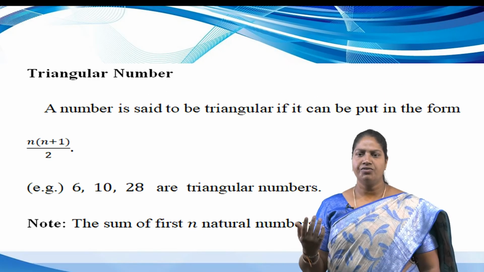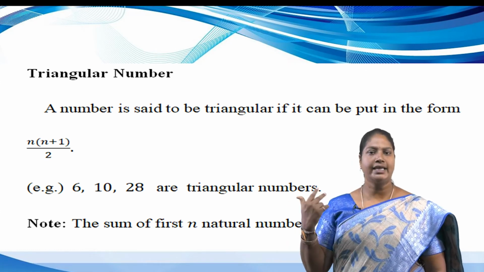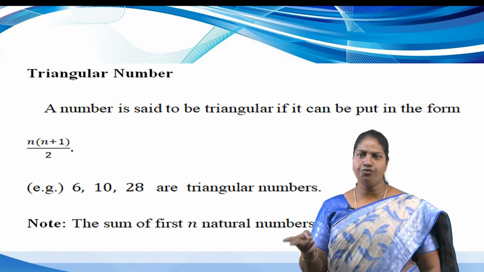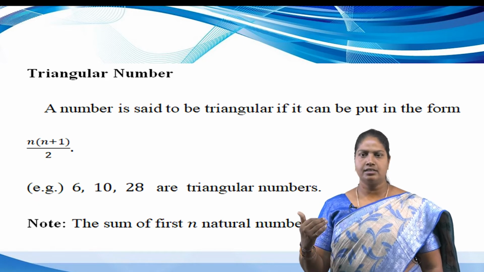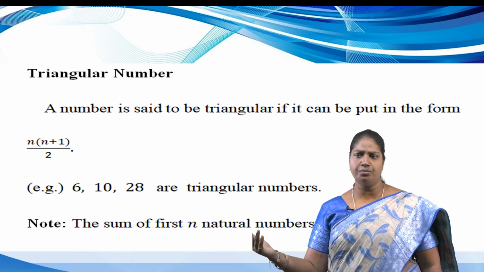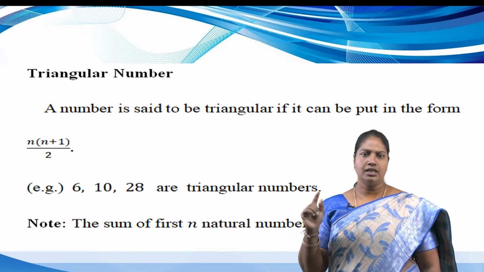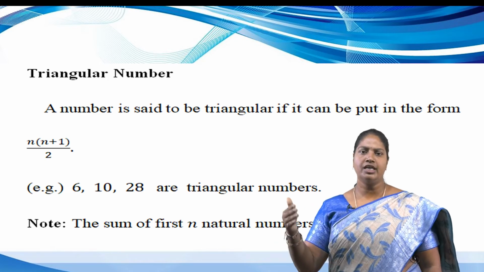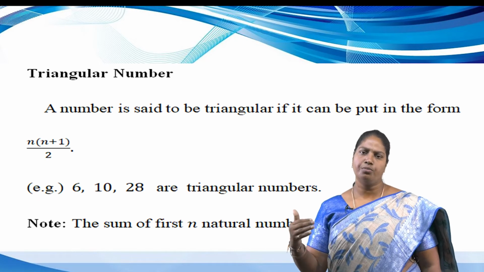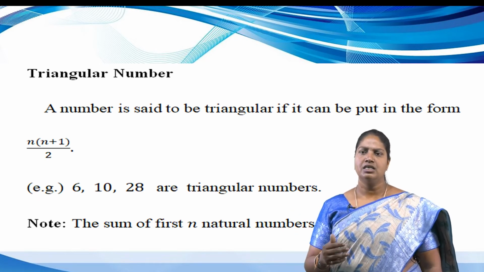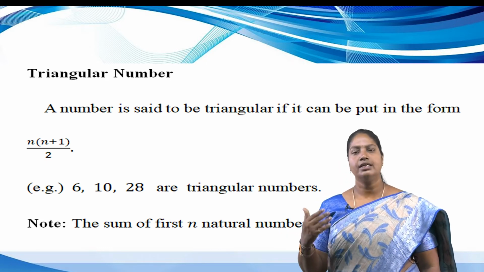So next we will see the definition of triangular number. That is, a number is said to be triangular if it can be in the form n into n plus 1 by 2. See examples, 6, 10, 28 are triangular numbers. Why is it so? If you see that 6 can be written as 3 into 3 plus 1 by 2. So 3 times 4 by 2, it will be 6. 10 is also written as 4 into 4 plus 1 by 2, and similarly 28 can be written as 7 into 7 plus 1 by 2. So they are examples for triangular numbers.